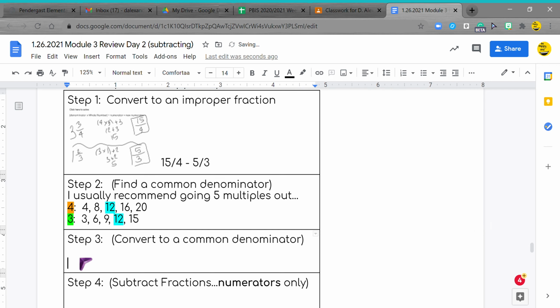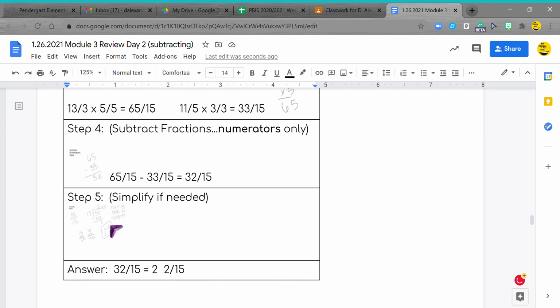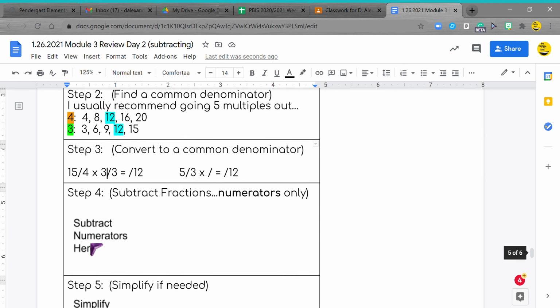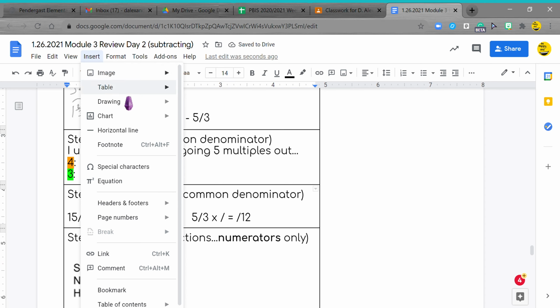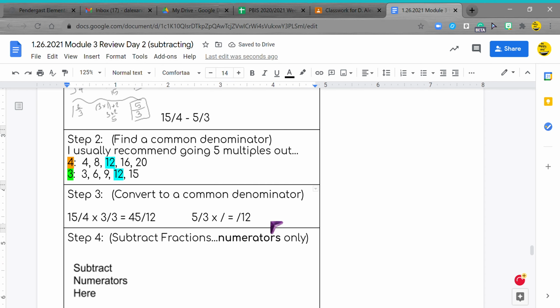So now I'm going to take my 15 fourths and multiply it by some fraction equals some number over 12. I'm going to take my 5 thirds, multiply by some fraction equals some number over 12. 4 times what? Yes, 3 and 3. Because I've already done 3 times 15 right up here, I can go back and see that it's 45. So I'm just going to quick write 45, but if you need to, go to Insert, Draw, hit New, and figure it out that way.